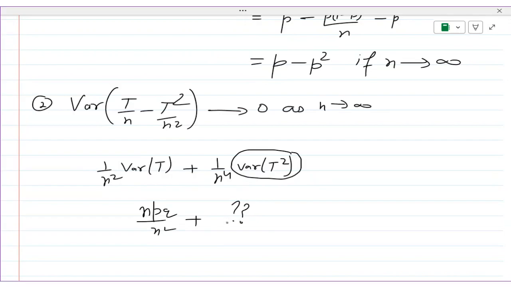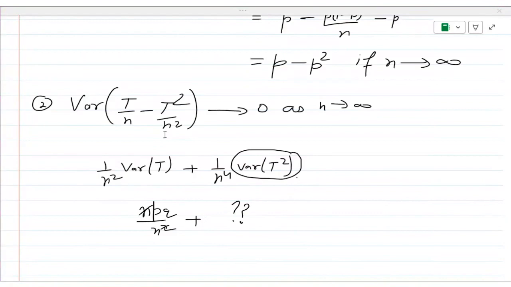Okay, so the first part will approach 0 because in the division you have n and pq is constant, so as n approaches infinity, this will approach 0. But how to find the variance of t square, I have no idea. So I will leave this point for the time being, and till then we can move to the next example.